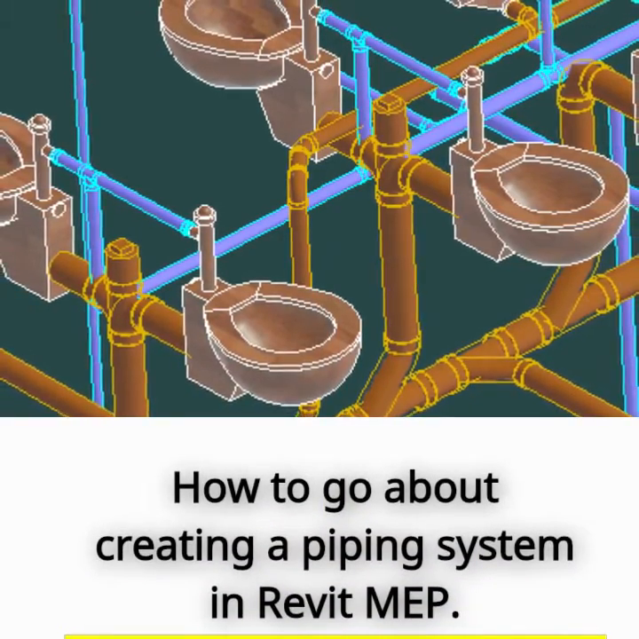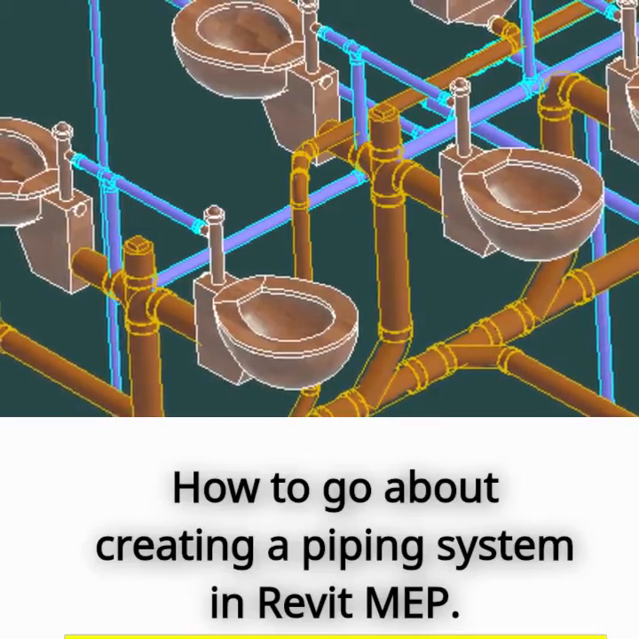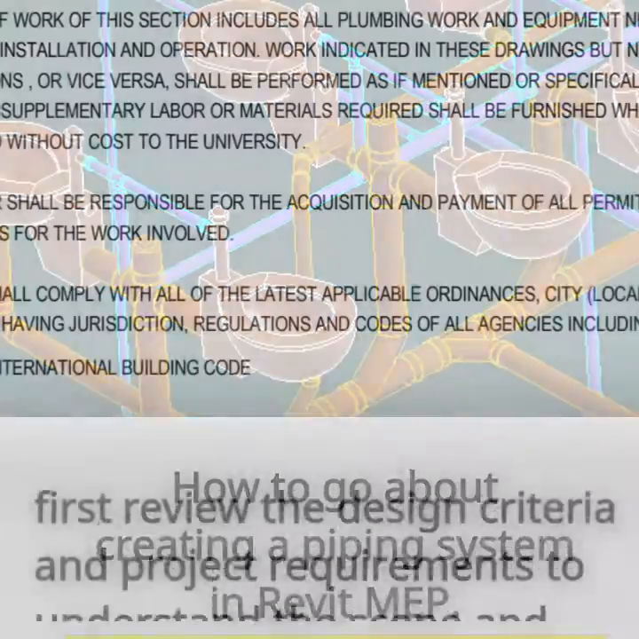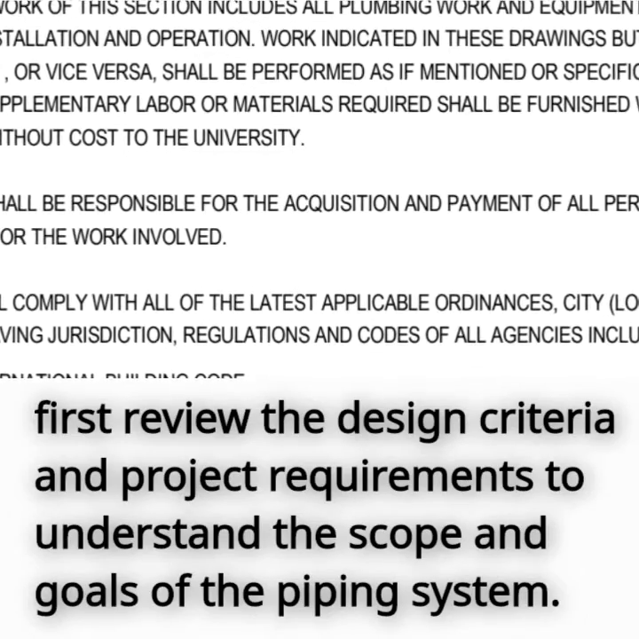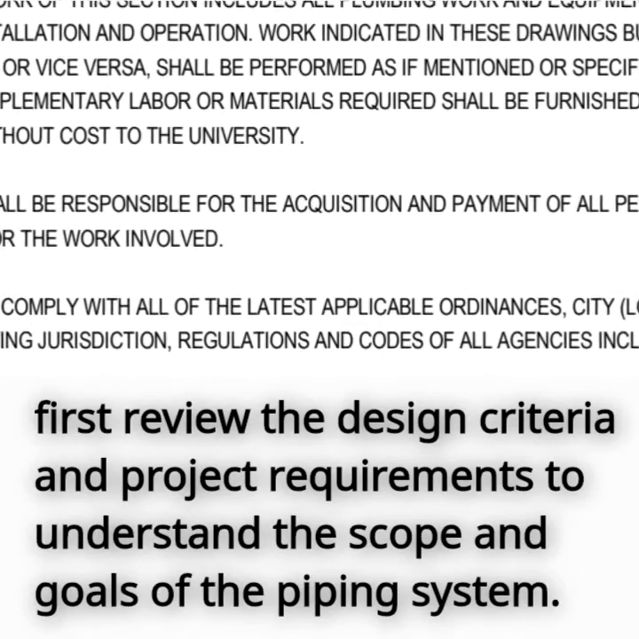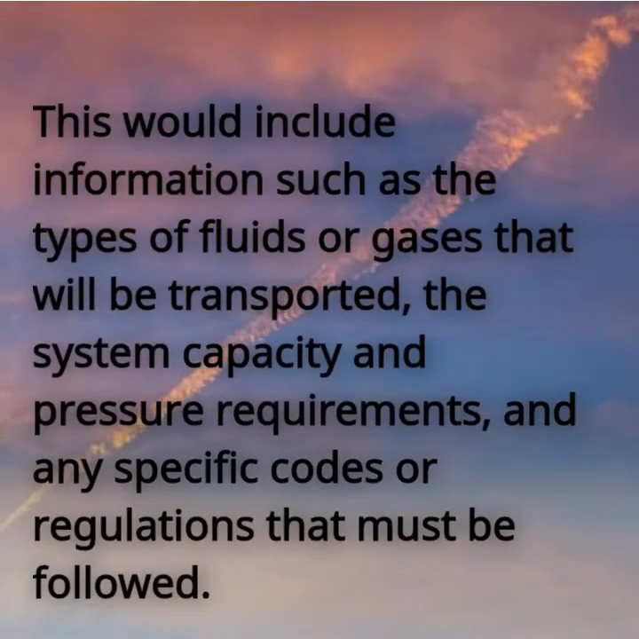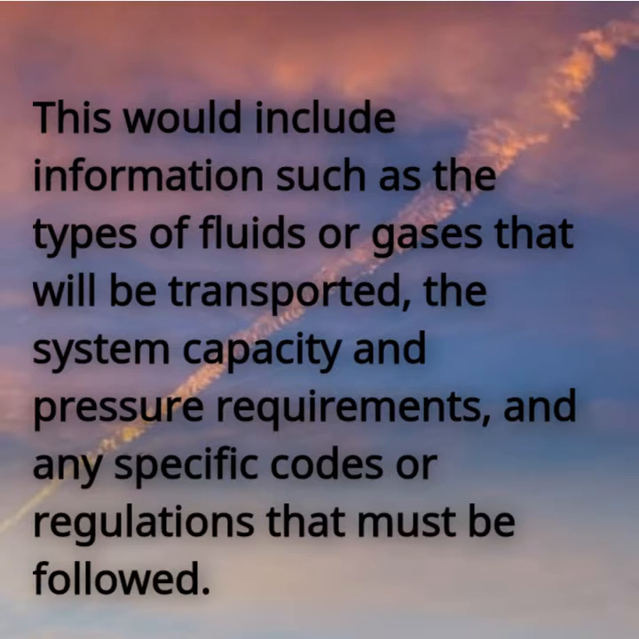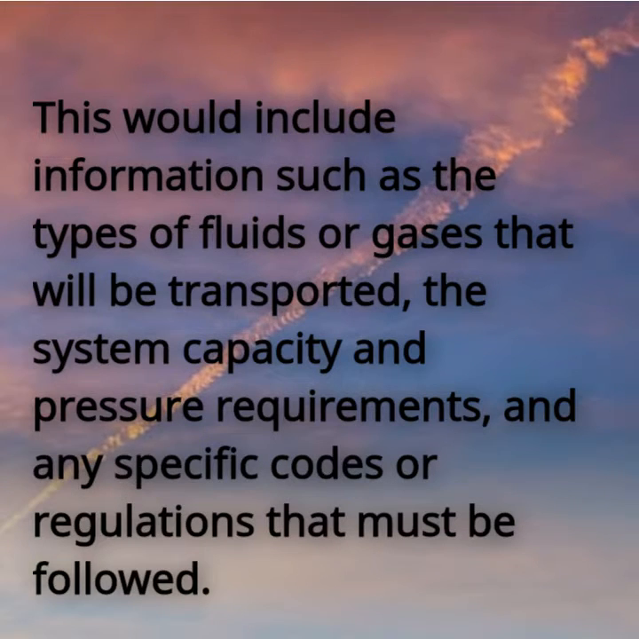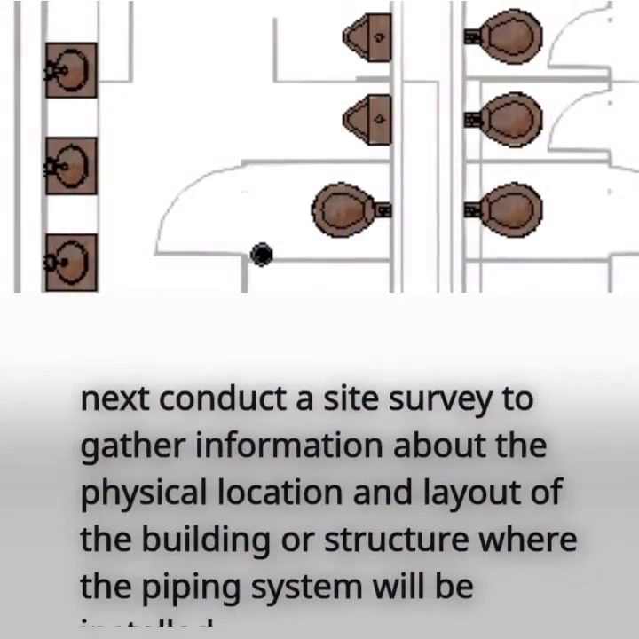How to go about creating a piping system in Revit MEP. First, review the design criteria and project requirements to understand the scope and goals of the piping system. This would include information such as the types of fluids or gases that will be transported, the system capacity and pressure requirements, and any specific codes or regulations that must be followed.